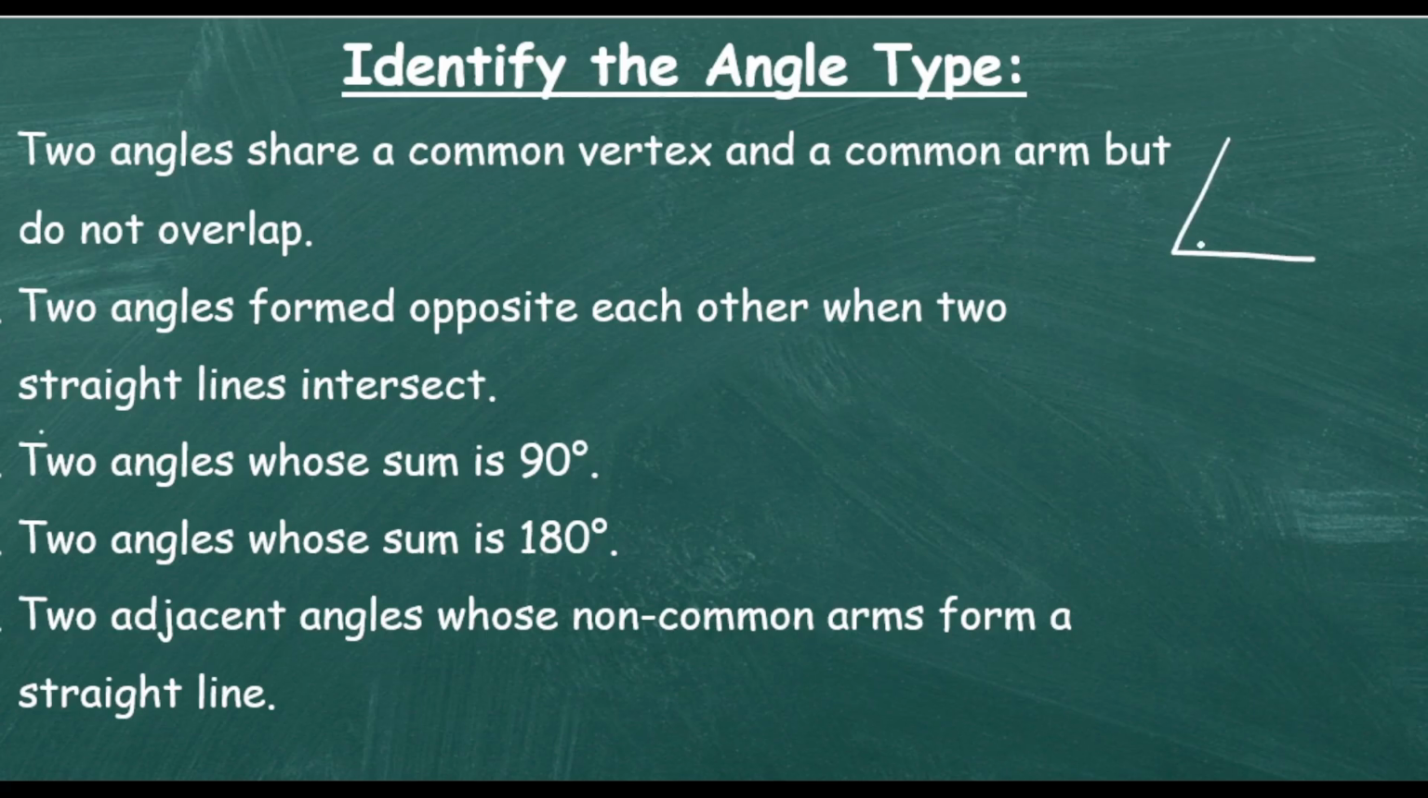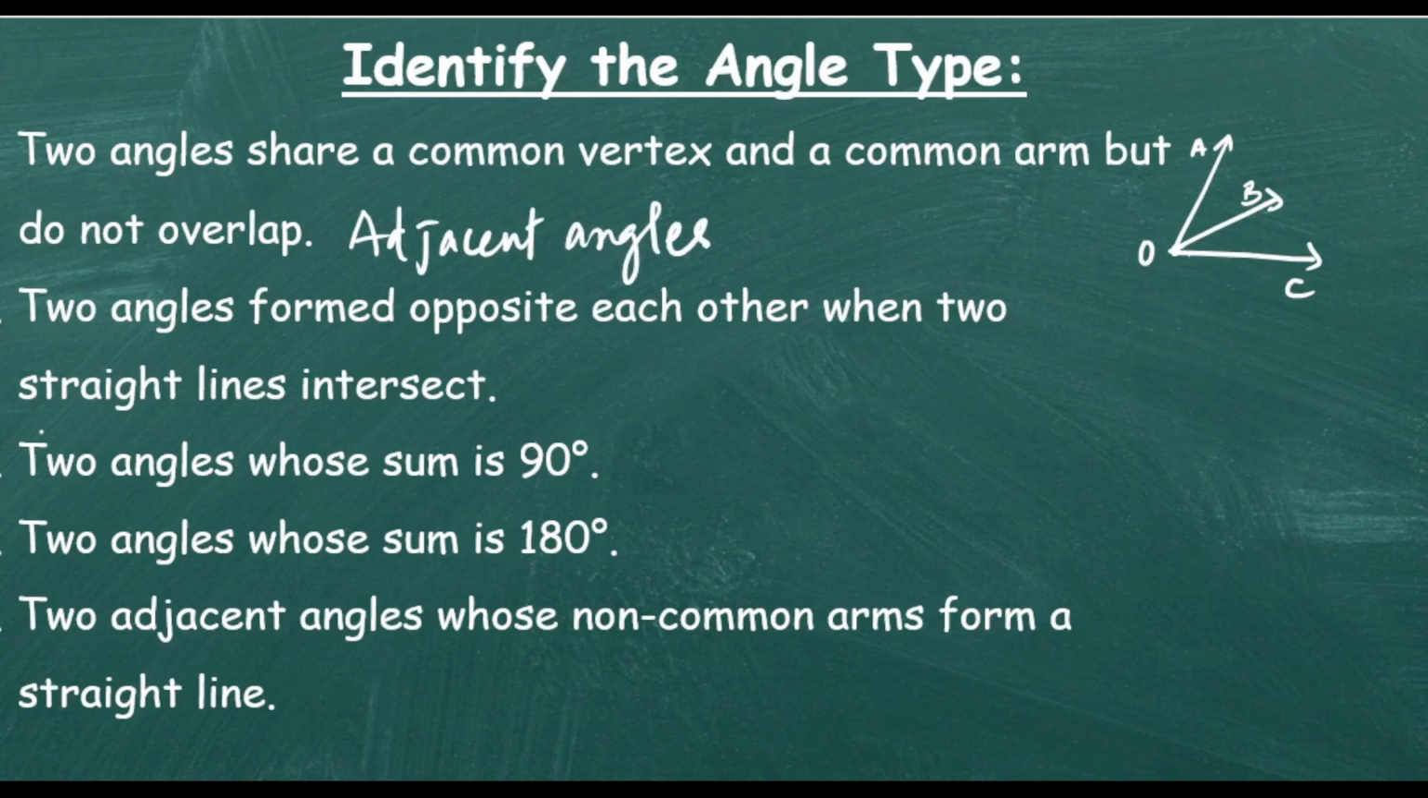That means if I have these two angles which share a common vertex O, that means AOB and BOC are two angles. They share a common vertex O, a common arm OB, but they are non-overlapping angles. These angles are adjacent angles.